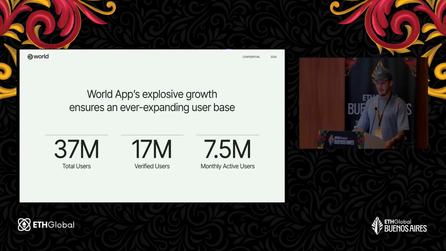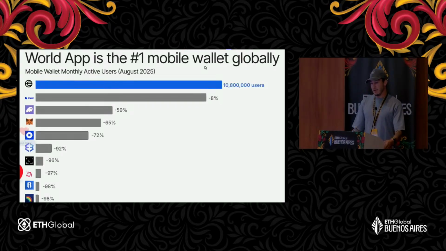World App has explosive growth, 37.5 million total users. 17.5 of them are verified. That means they went to Orb locations, and we have 7.5 million monthly active users in World App that can get access to your mini apps. That means that we are the #1 mobile wallet globally.